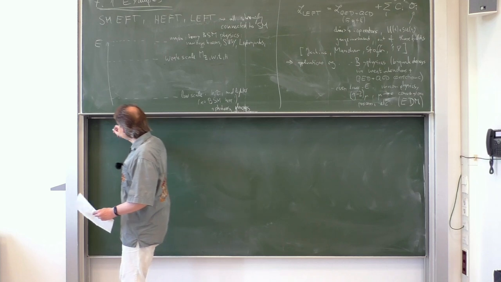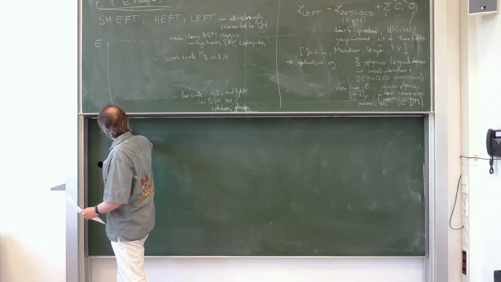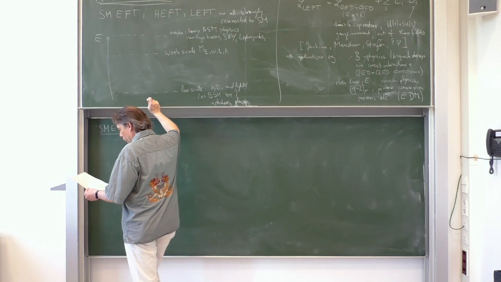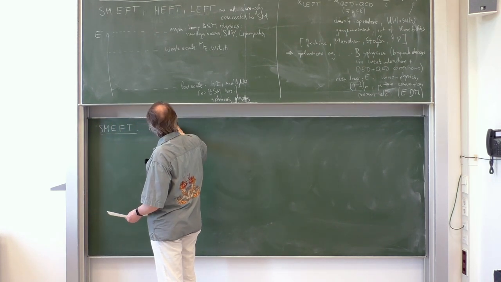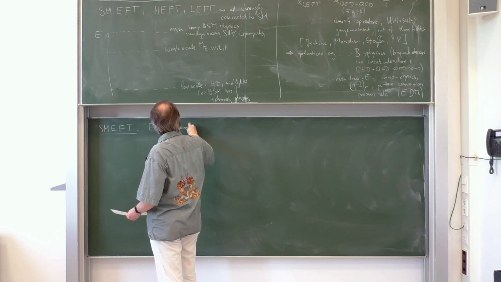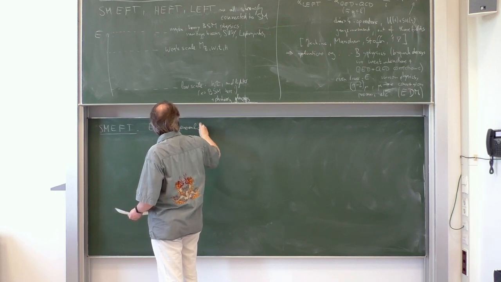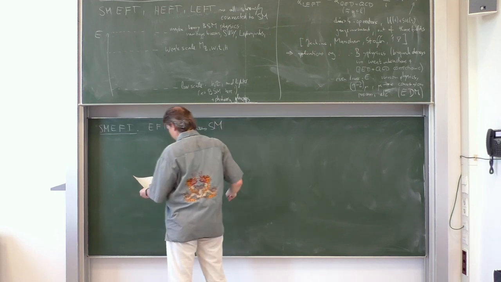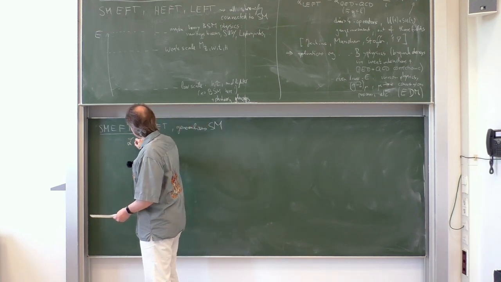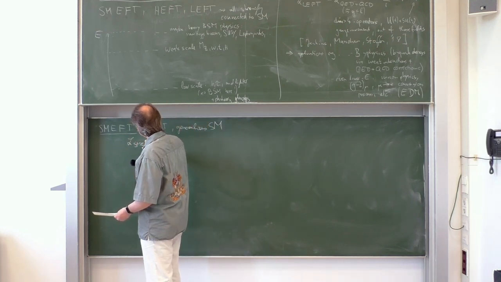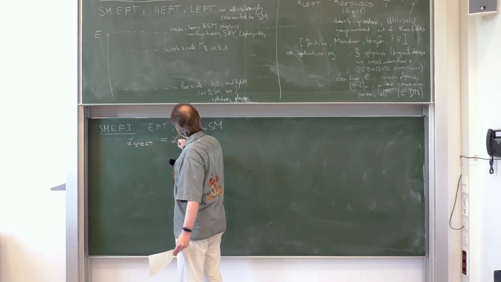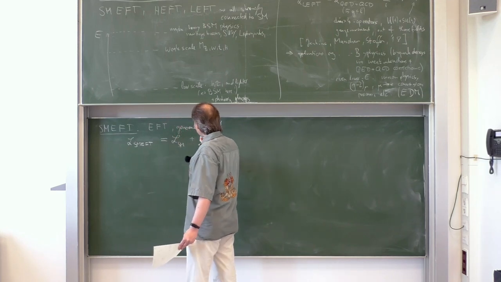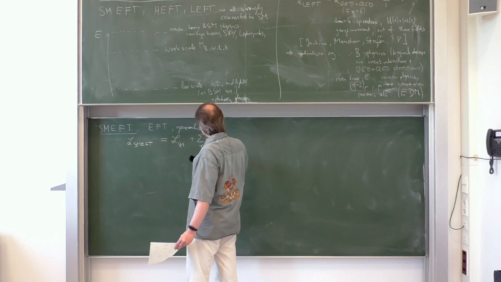Okay, so let us look at the other two examples. SMEFT, standard model EFT. This is an effective field theory which directly generalizes the standard model. So the Lagrangian of this SMEFT is given by the standard model Lagrangian plus higher dimensional operators.